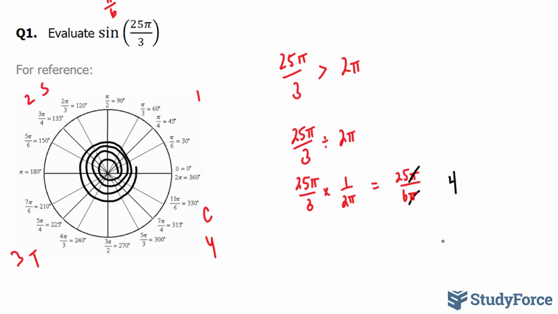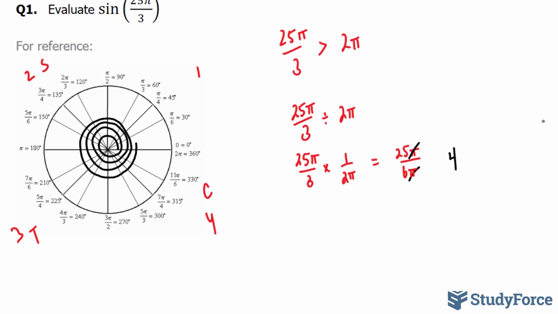Now to find out how much exactly that little bit that we excluded in this number is equal to, what we can do is take this number 25 pi over 3 and subtract 8 pi. Now you're probably curious as to why I picked 8 pi. Well, think about it. One complete spin is 2 pi. And if you multiply it by 4, you end up with 8 pi. So by subtracting 8 pi from this number, you'll see what the rest is equal to.